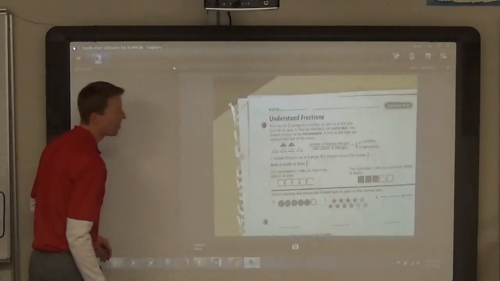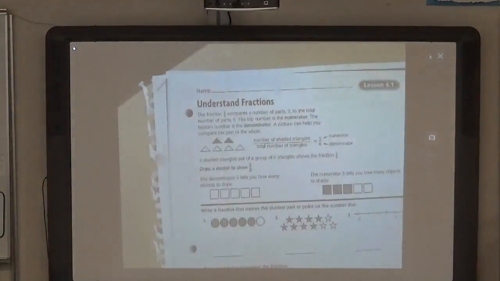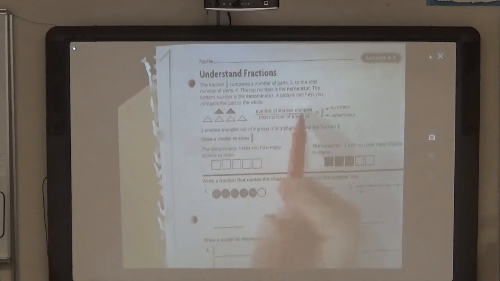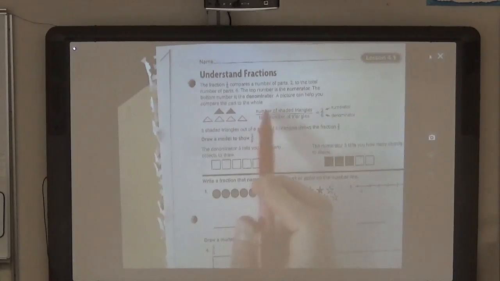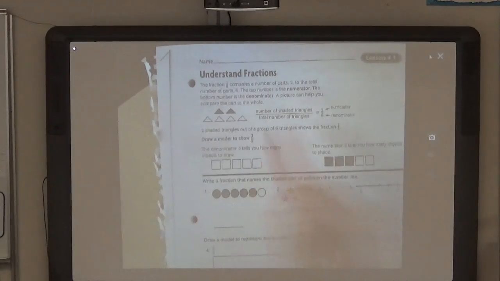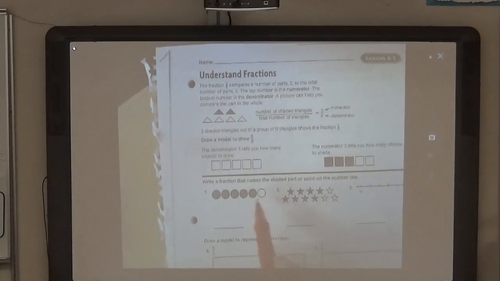Take a look at your worksheet now. Understanding fractions. Let's do some of these together. So first of all, we talked about the number of shaded pieces. The top number is always the subject of whatever we're talking about. So the number of shaded out of the total. How many are shaded out of the total? Number 1. Melina? 5/6. Yep.